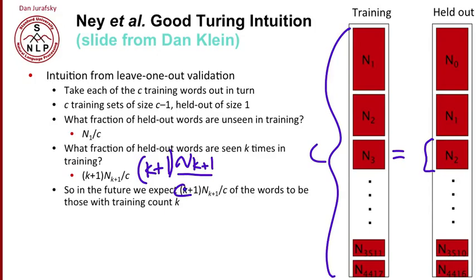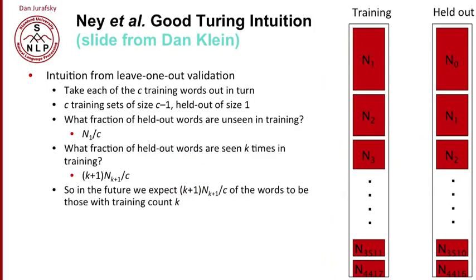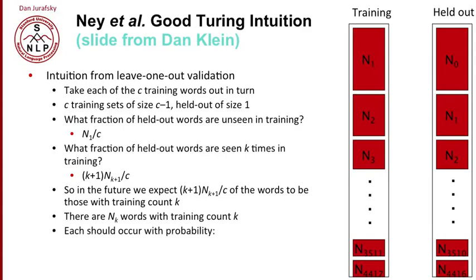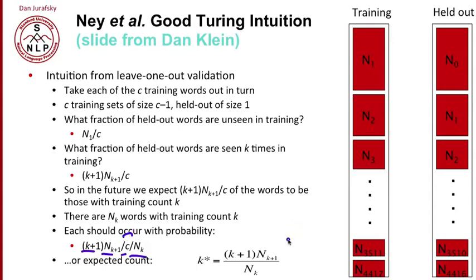That means in the future, we expect k plus one times n sub k plus one over C of the words to be those with training count k. And since there are n sub k words with training count k, we want to distribute that probability over n sub k words. So each of those words is going to occur with probability k plus 1 times n sub k plus 1 over C, over n sub k. And the expected count, where we multiply back by C to turn the fraction back into a count, the expected count of words with training count k, which we call k star, is k plus 1 times the ratio of n sub k plus 1 over n sub k.